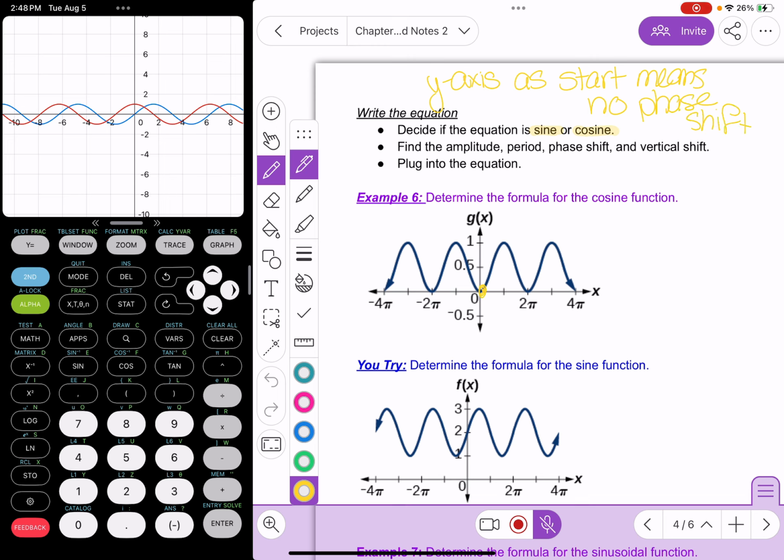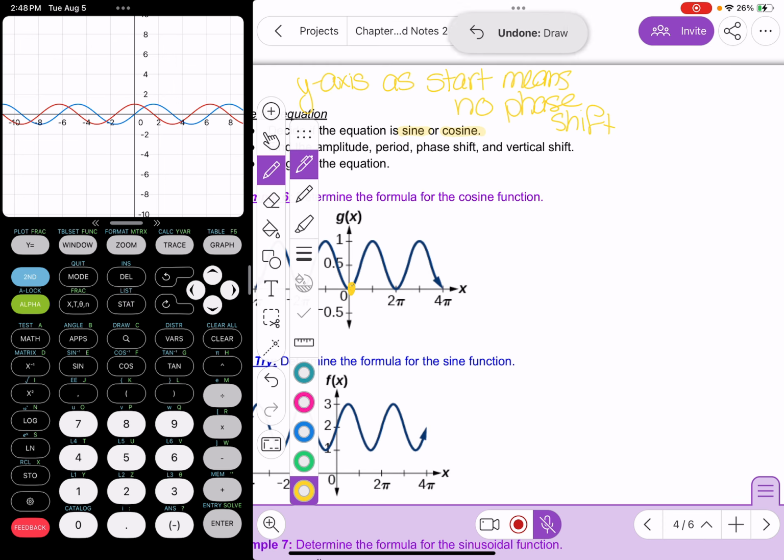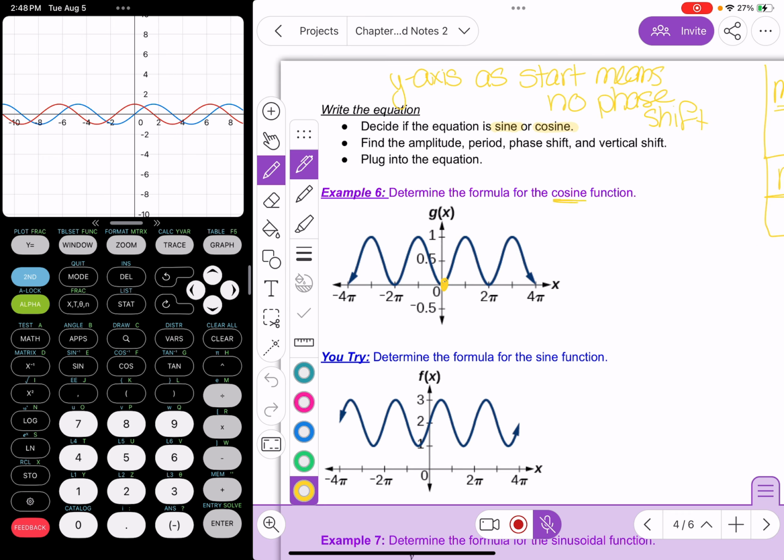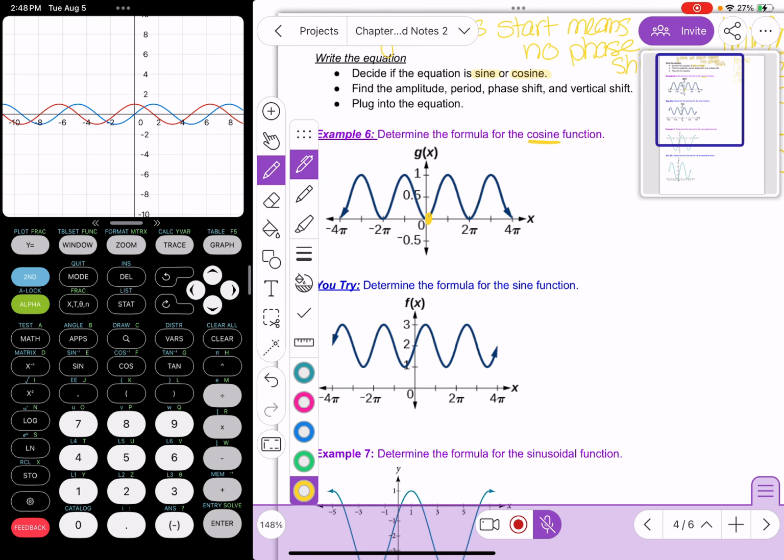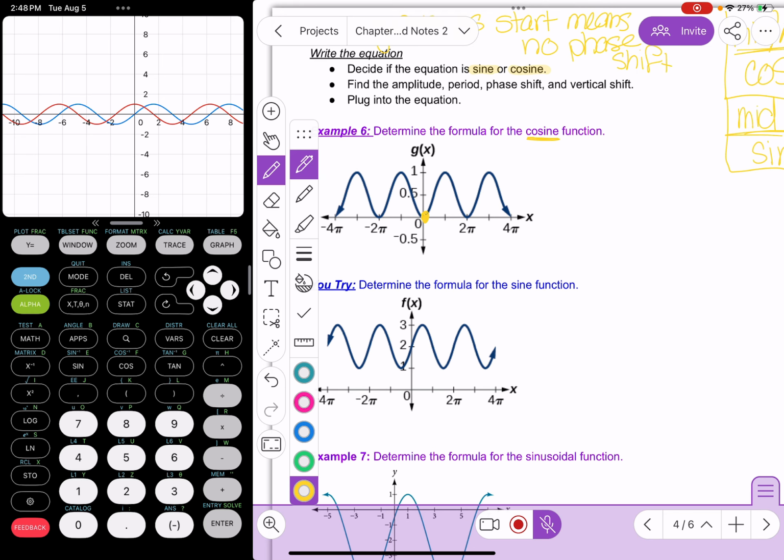So this one starts at a minimum. Sometimes it tells you cosine, right? But if it starts at a min or a max, that's cosine. If it starts at the midline, that's sine. That's really how you determine what you're starting with. So this one is cosine because we're starting at a minimum. So we know this one's going to be a cosine function.